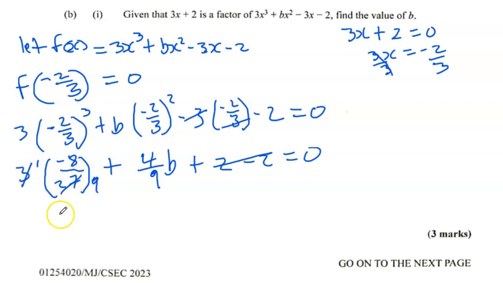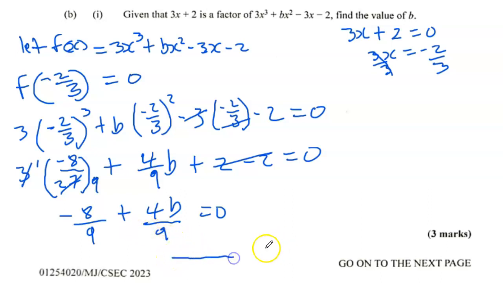So we're actually left with negative 8 over 9 plus 4b over 9 equal to 0. Since both of them have a common denominator of 9, we can put the numerators together. So we have minus 8 plus 4b over 9 equal to 0.